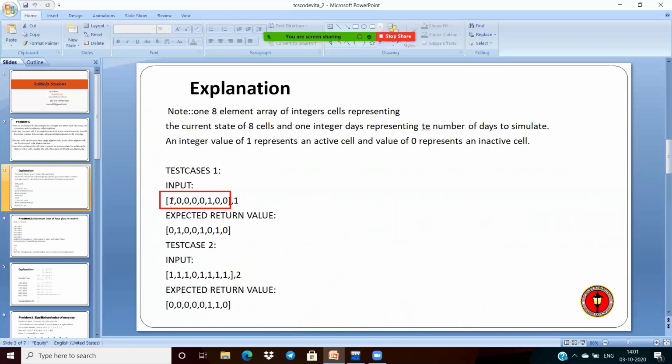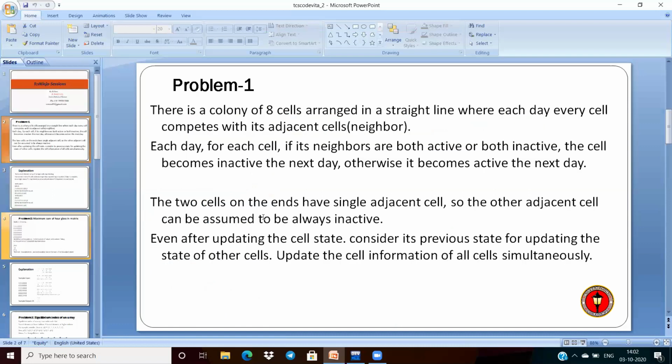The state, all cells are filled with these values here, 1 0 0, and something like this. And this is the test case where we have to give the input. The first one is the values inside the cells, and the other is the number of days. After the first day, how the cells are updated, what values the cells are updated to, this is the output.